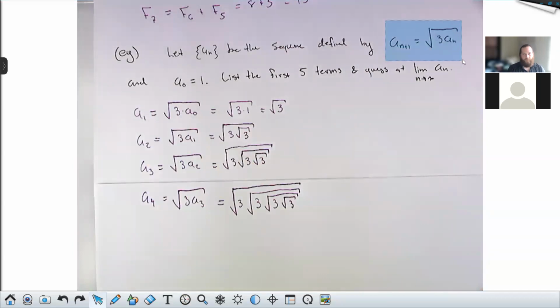So if you plug n equals 0 into this recurrence relation, you get that a_1 is equal to the square root of 3 times a_0. So that's this: a_1 is equal to the square root of 3 times a_0, and a_0 was 1. Yeah, so every time n goes up by 1, we're putting another 3 out front and taking the square root of the whole thing. Definitely strange.